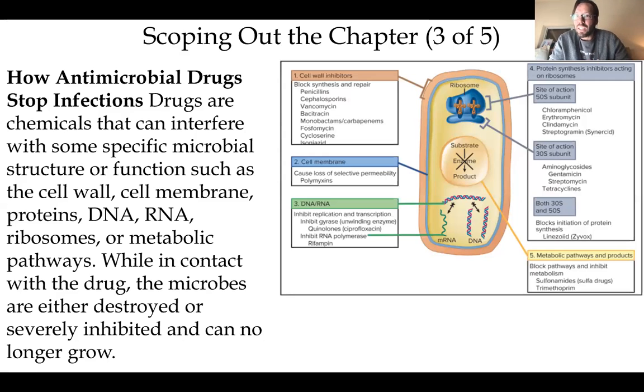Others get in the way of DNA and RNA synthesis. A 4th way is by getting in the way of protein synthesis. And that's done several different ways. And then finally getting in the way of metabolic pathways so that they can't make the metabolic byproducts or the metabolites that they need to sustain themselves. Okay.